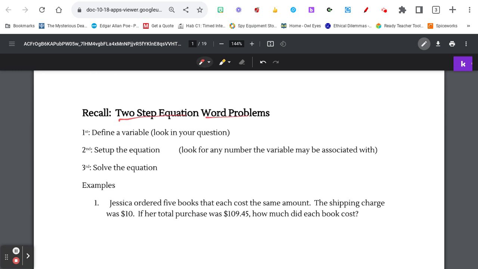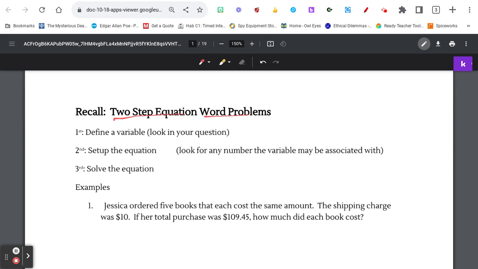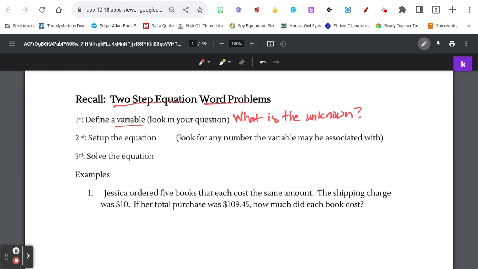And it's very simple, guys. Number one, the first thing you're going to do is define a variable. And to define a variable, you look in your question. And all that variable does is it tells you what you're looking for. What's the unknown? So the reason you're looking in your question is because your question asks you to find something. That's your unknown. So that can be your variable, okay? Always let your unknown be your variable.